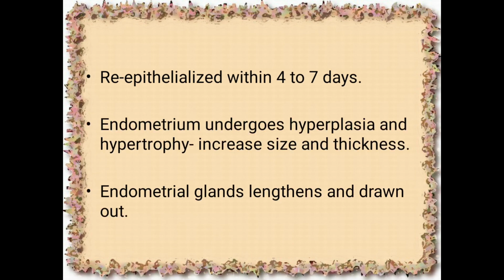How does the endometrial thickness increase? Re-epithelialization occurs within 4 to 7 days, and the uterine endometrium undergoes hyperplasia and hypertrophy. This increases its size and thickness. The endometrial glands lengthen, and the glands are drawn out. The glands are lined by columnar epithelium.